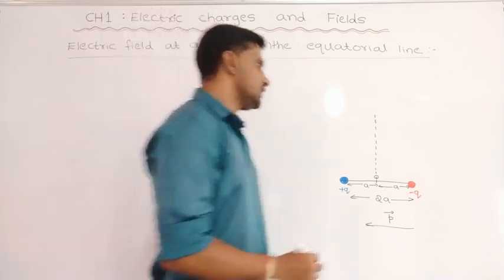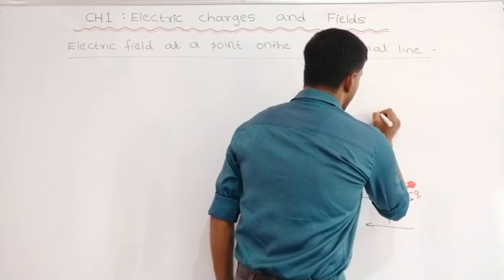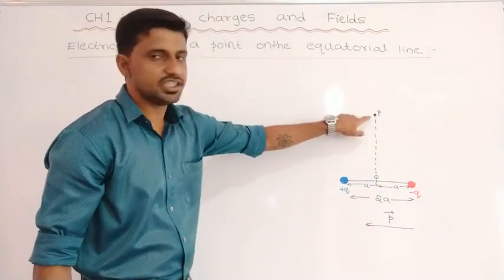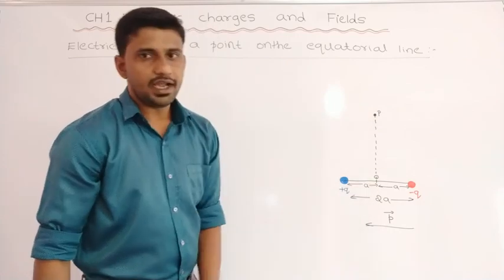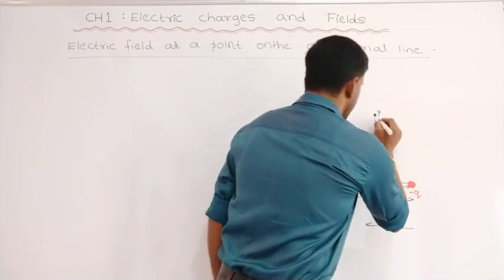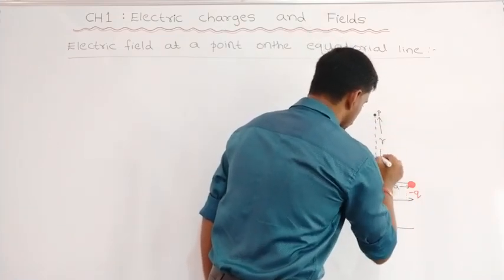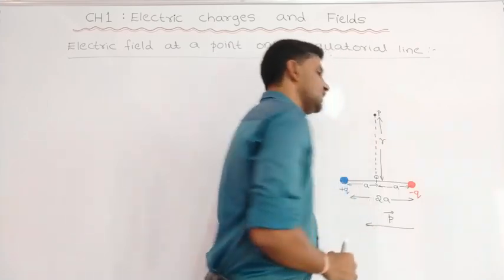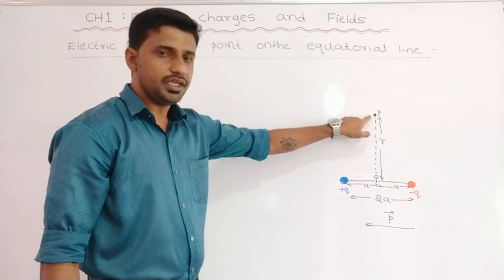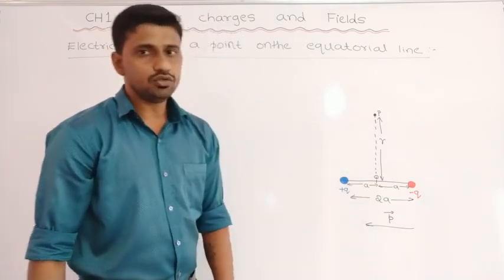Now I am considering one point P on this equatorial line, and I am going to find the electric field at this point P due to the electric dipole. This point P has some distance from the center O. That distance is taken as R. And similarly, this point P has an equal distance from the positive and negative charge.